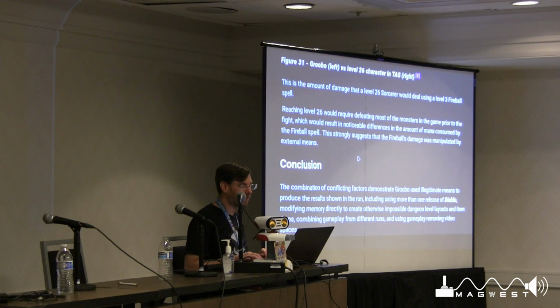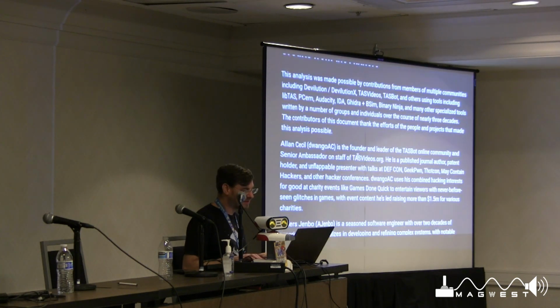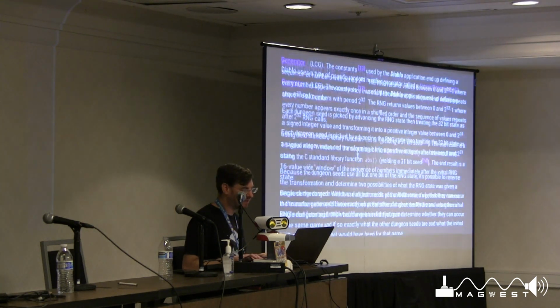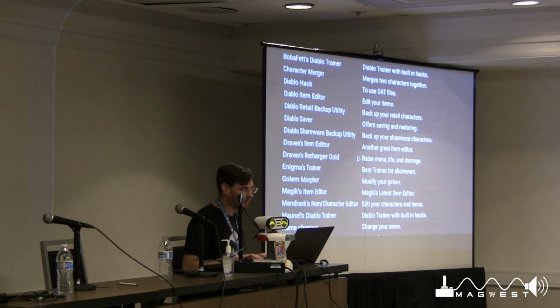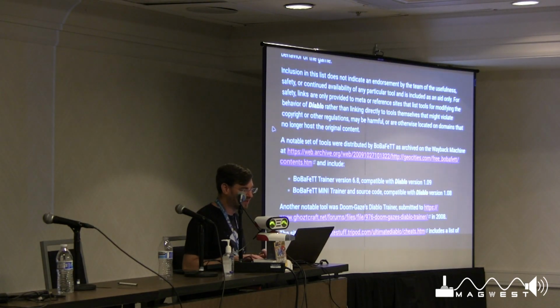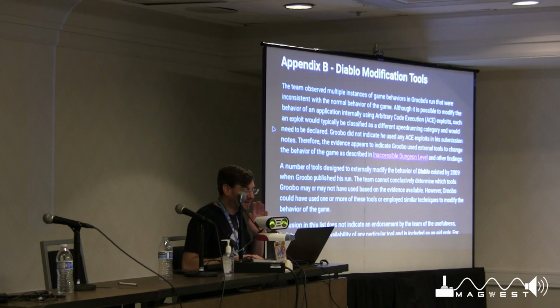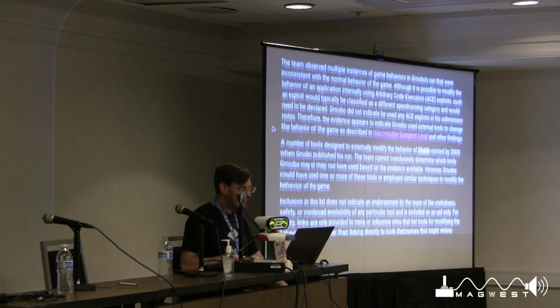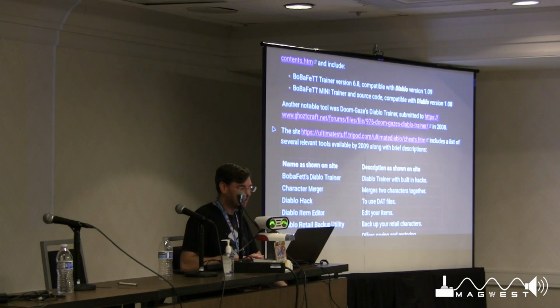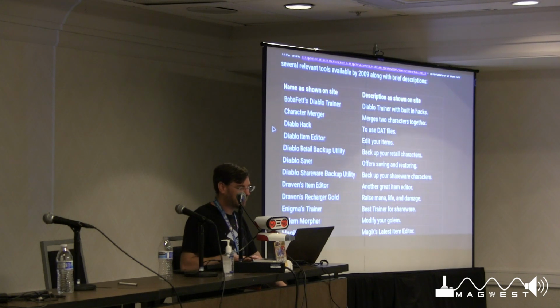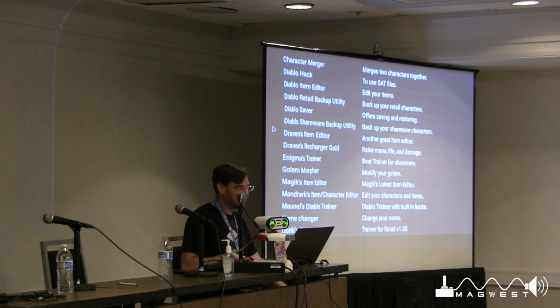And by the way, it wasn't like this was hard to come by, because if I go all the way back down, maybe we have so many buttons. We went through. I spent a lot of time working on this. Appendix B is all of the Diablo modification tools we located, and it's not a small list. We think that Grubo likely used Boba Fett trainer, but that was by no means the only one we located.